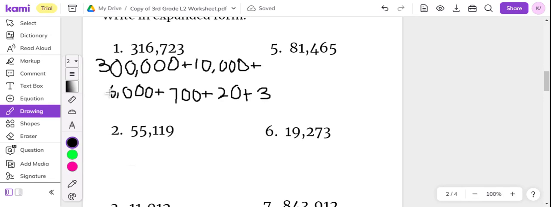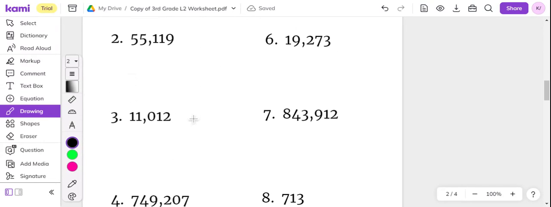So it should look like this: 300,000, 10,000, 6,000, 700, 20, 3. So we add these all together, we should get this number right here. Number 2, 55,119. So we will start off with the 10,000s place, which is a 5. So we will write 50,000.